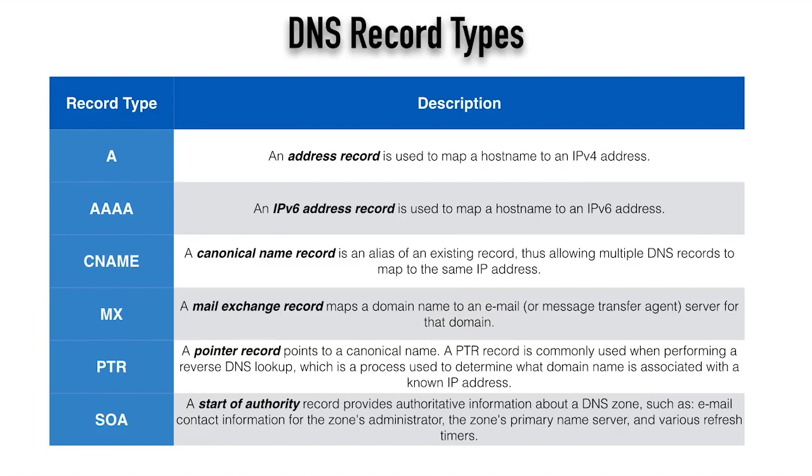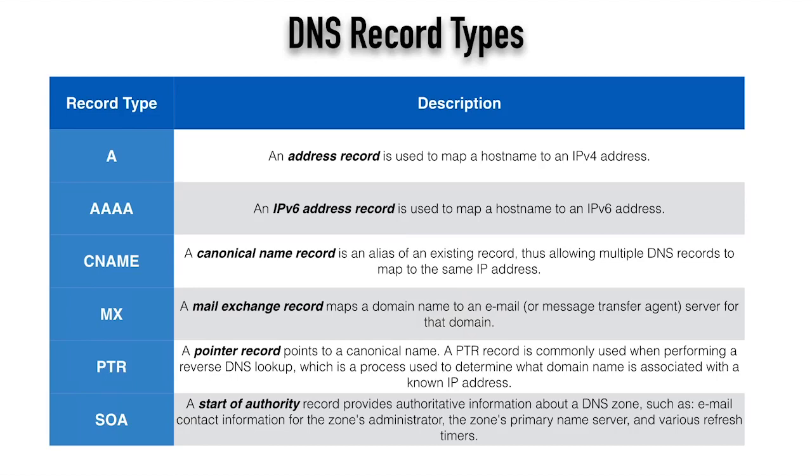A CNAME or a canonical name record, that's an alias of a record that we already have. This is going to allow us to have more than one DNS record point to the same IP address. When you're sending email to someone, there's an MX record type that's used, a mail exchange record. This is going to map a domain name to an email server for that particular domain. There's a pointer record, a PTR record type. And we might use a pointer record when we know the IP address instead of knowing the domain name, and we're trying to figure out what domain name is associated with that IP address. That's something referred to as reverse DNS.